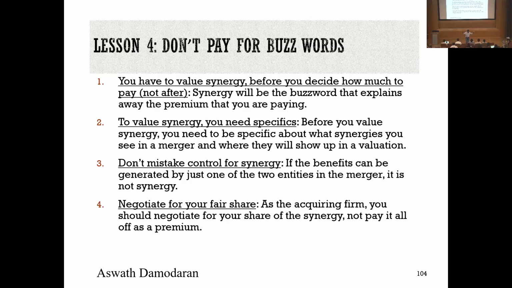You don't need the outsider, right? The target company can effectively do it. The difference in control and synergy is for synergy, you need both companies. Control can happen with the target company just fixing itself.